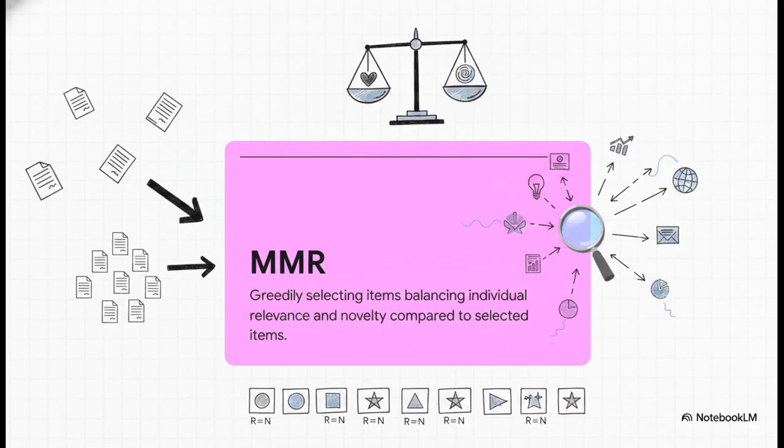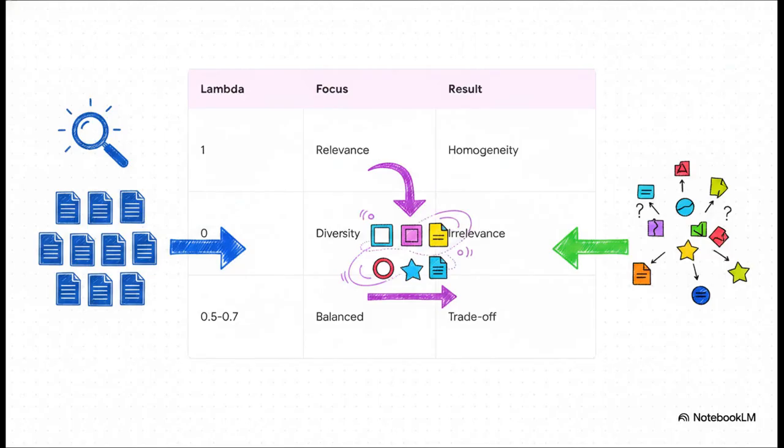It is constantly weighing relevance against novelty. MMR manages this delicate balancing act using a tuning parameter called lambda. If you set lambda to 1, you're prioritizing pure relevance, which drops you right back into extreme homogeneity. If lambda is 0, you tell the system you only care about diversity, which usually results in extreme irrelevance. You're showing things the user didn't even ask for. So the sweet spot is usually a balanced trade-off somewhere between 0.5 and 0.7.